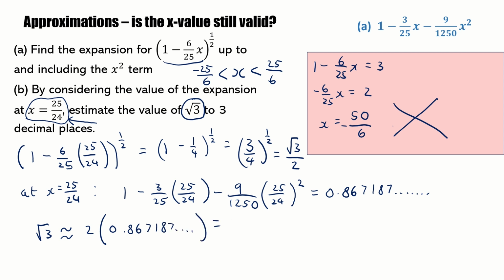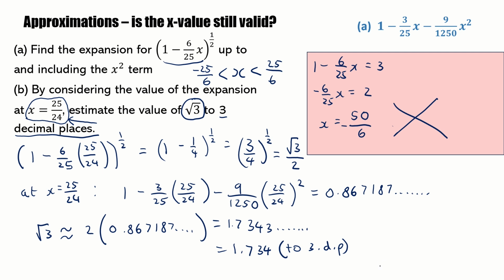And that will get you 1.7343... So the final answer is 1.734 to 3 decimal places, obviously paying attention to how much accuracy the question wanted.